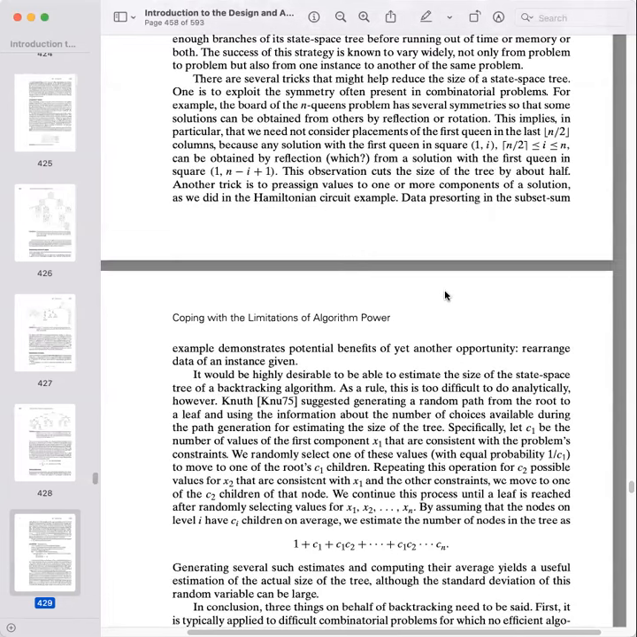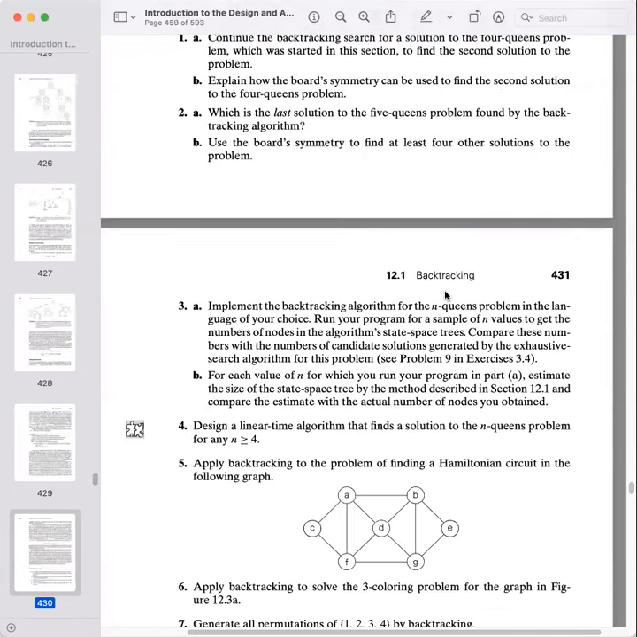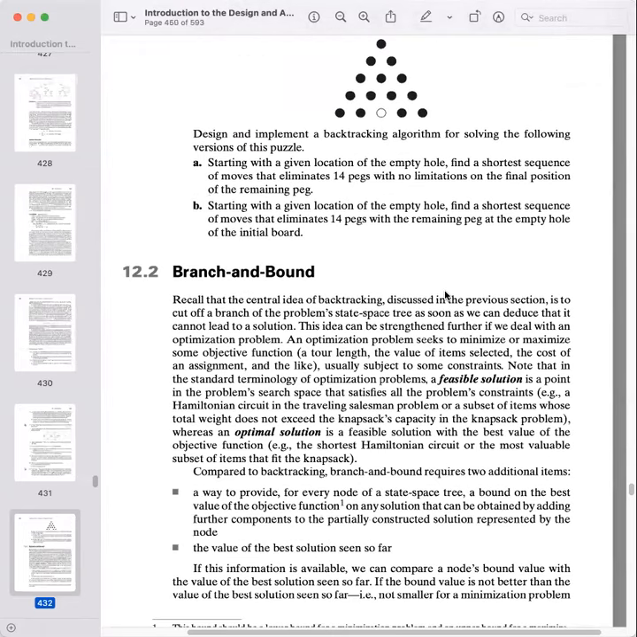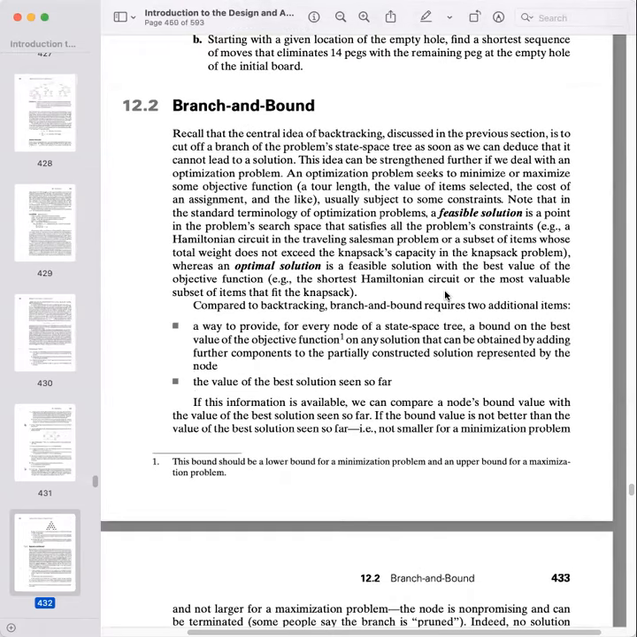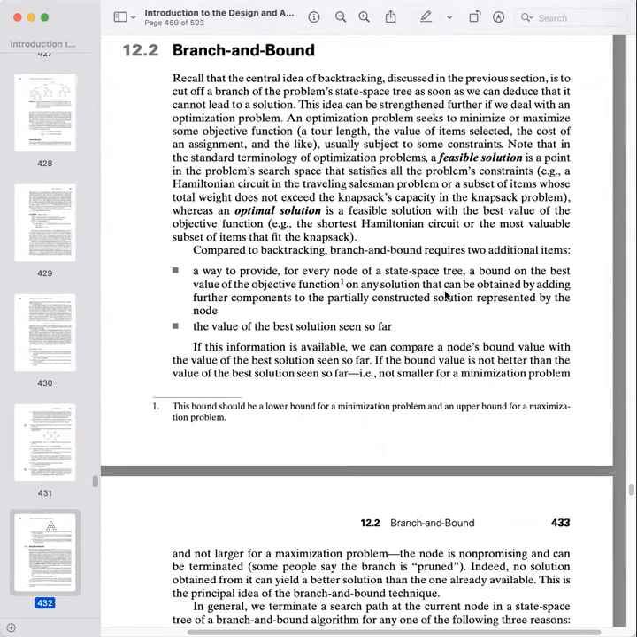Okay. And then we got to branch and bound, which was the next thing that we do here. Branch and bound is going to be for problems that are optimization problems. They're looking at the max or the minimum of something. So for that, we can go through and see if we're getting better or not. Comparing it, we have to have, for every node in our state space tree, a bound on the best possible solution if we keep adding components.